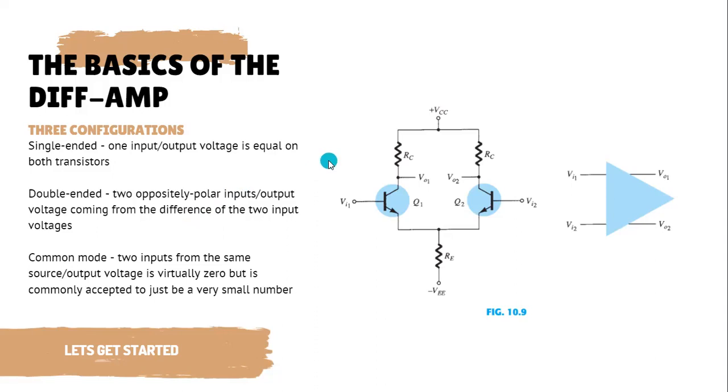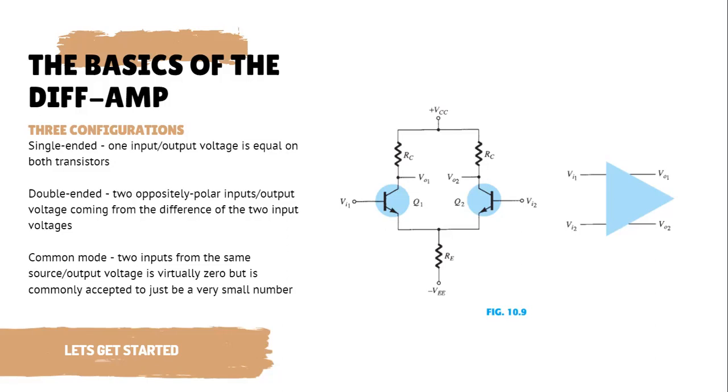For the last configuration, the common mode configuration, it uses two inputs from the same voltage source. What this means is that you have a VI1 and a VI2, but they both come from the same source. Like if you have a battery and two wires, two connecting ports, both sides of the amplifier are connected, but still they come from the same battery.